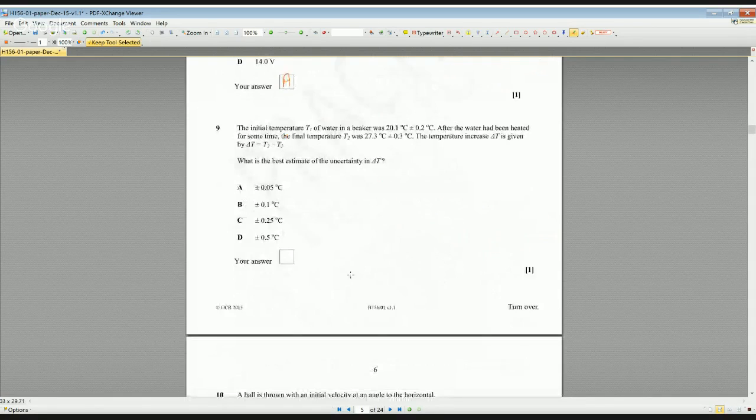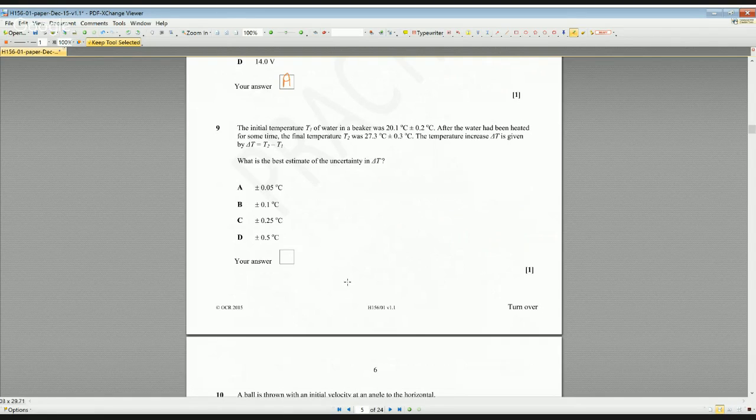Question 9, the initial temperature T1 of water in a beaker was 20.1 degrees C plus or minus 0.2 degrees. After the water had been heated, the temperature was 27.3 plus or minus 0.3. The temperature increase is given by change in temperature, delta T, is T2 minus T1. What is the best estimate of the uncertainty in delta T?